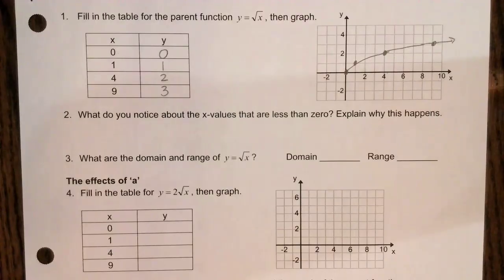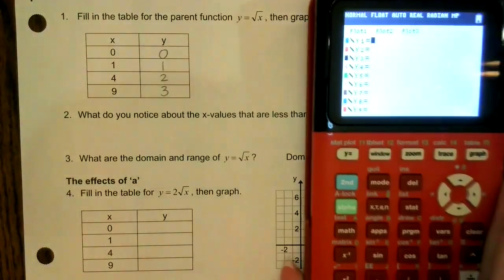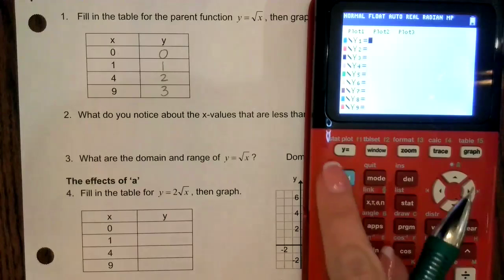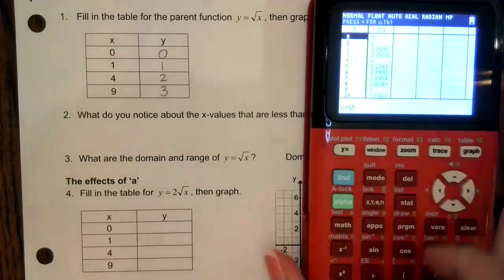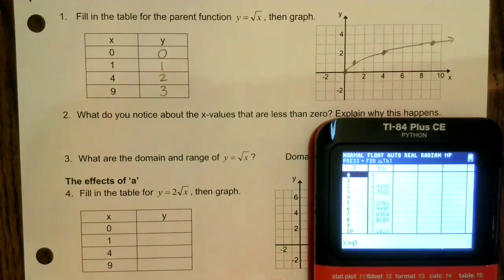All right, and so it says, what do you notice about the graphs that are less than 0, and explain why this happens? So let's put this in our calculator so we can practice that at the same time and see what happens there. So I take the square root of x, so I'm going to put the square root in there of x, and I'm going to go to my table of values here. And so when I look at that, I see the ones that we just did, 0, 0, 1, 1, 4, 2, and 9, 3. But if I go into the negative side, notice it says error.